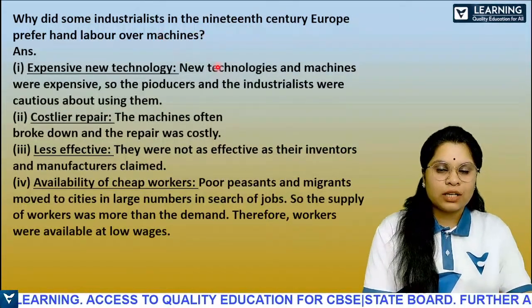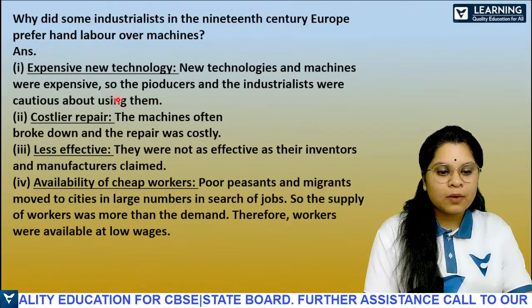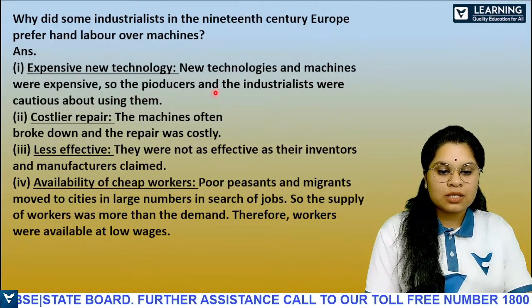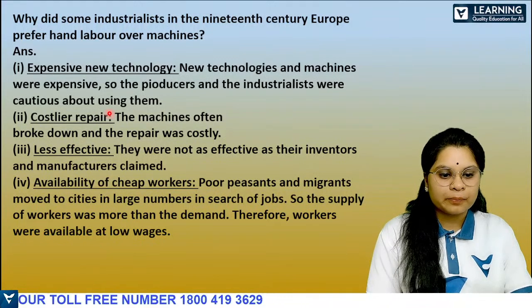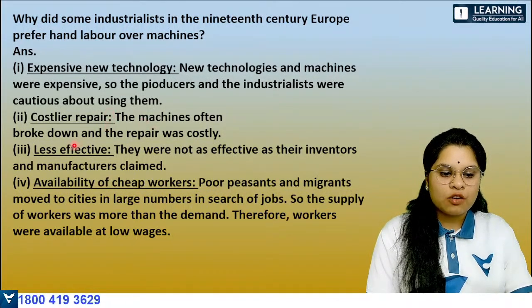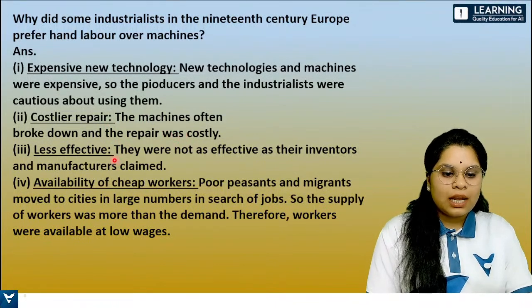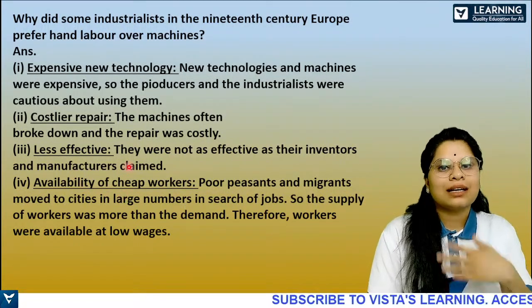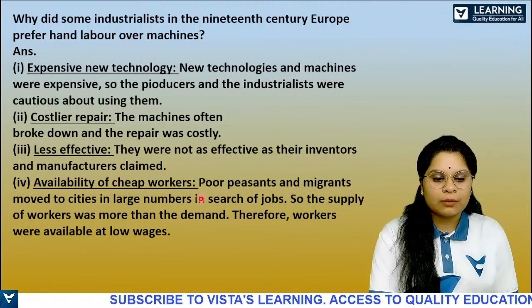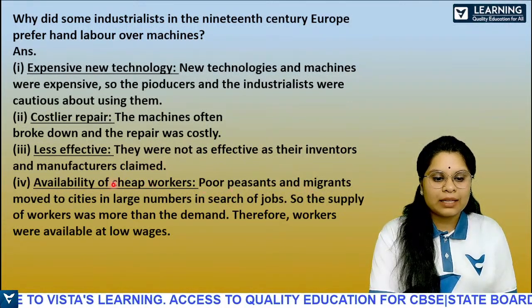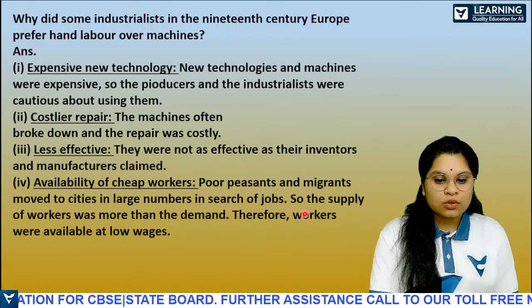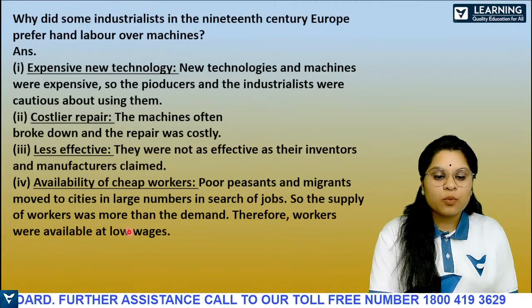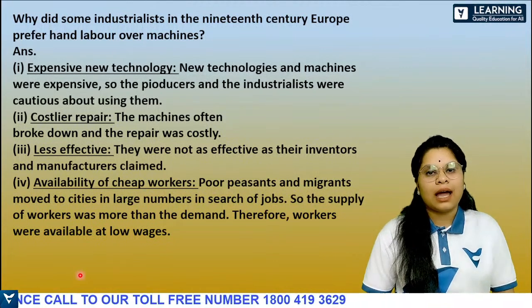What did the industrialists in 19th century Europe prefer, hand labor or machine labor? First one, expensive new technology. New technologies and machines were expensive, so the producers and industrialists were cautious about using them. Costlier repair: the machines often broke down and the repair was costly. Less effective: they were not as effective as their inventors and manufacturers claimed. The fourth one, availability of cheap workers. Peasants and migrants moved to the cities in large numbers in search of jobs. So the supply of workers was more than the demand. Therefore, workers were available at low wages.